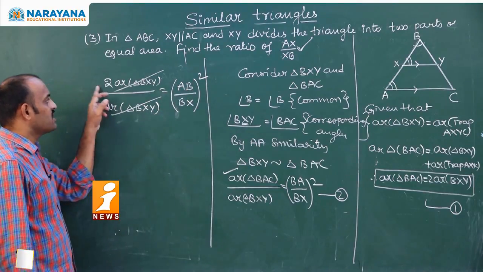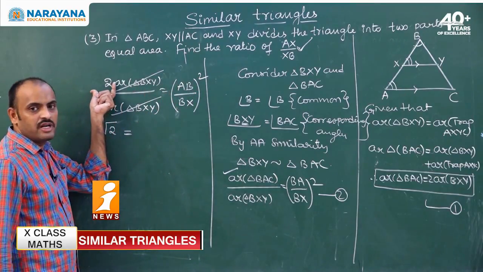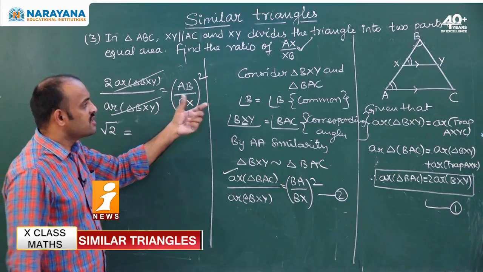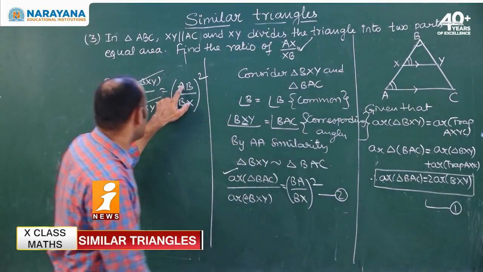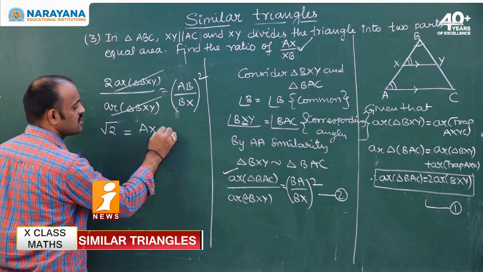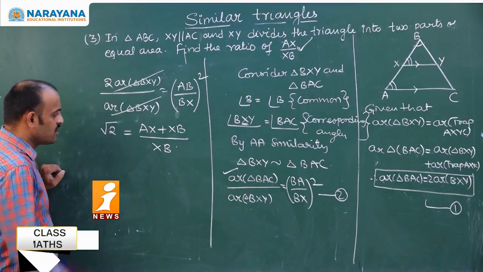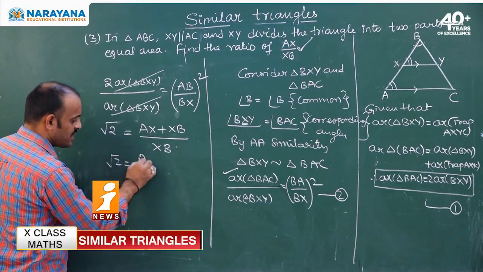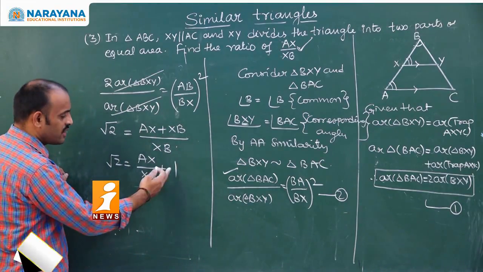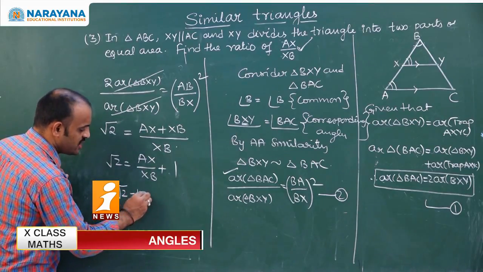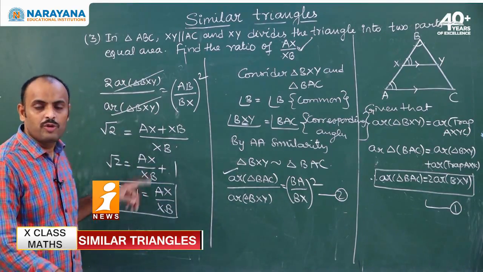If I bring the square to the left hand side, it will become root. Therefore, root 2 is equal to AB by BX. Now, instead of AB, can I write AX plus XB? So root 2 is equal to AX by XB plus XB by XB, which is 1. Bring that 1 to the left hand side. Root 2 minus 1 is equal to AX by XB. So, hope you understand this question.